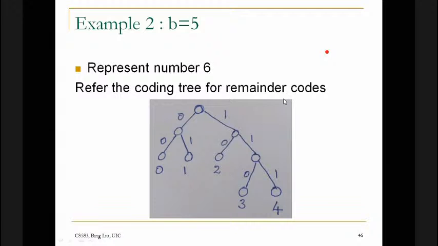So what is Q? What is 6 by 5? 1. So the quotient is 1. What about the remainder? The remainder is also 1. So now what I want is the quotient, I'm adding one more 1, like q plus 1. So I'm taking it as 2.